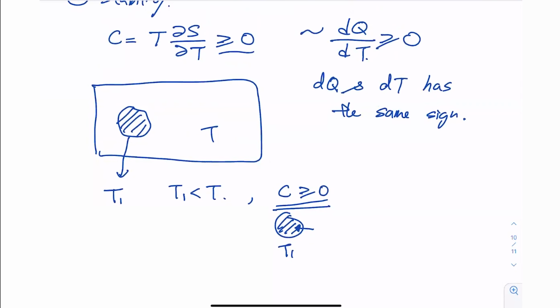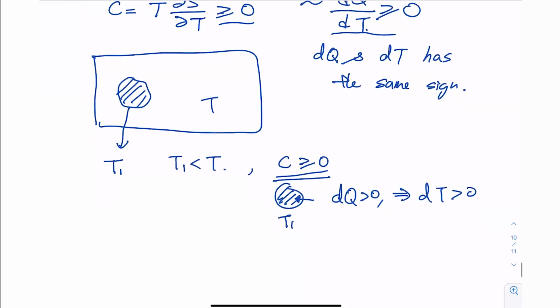So since dQ is greater than 0, and C = dQ/dT is greater than 0, that implies dT is greater than 0. So for this small region, even though at first the temperature T1 is smaller than T, the system inputs more energy into this small region and the temperature grows back. Okay, so that's a good thing because it tries to recover the temperature difference with its environment. So nothing bad is going to happen.